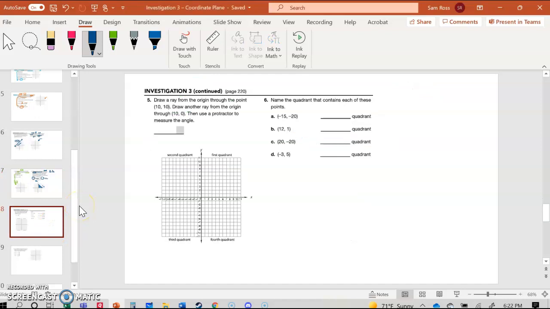Number 5, it says draw a ray. Now remember, a ray starts at a place and goes forever in another direction. It can start here and go forever in another direction. It's not a line. It's not a segment. It's kind of like a combo of the two.